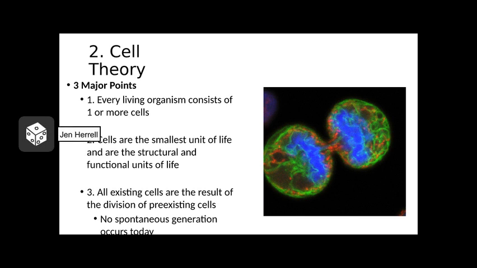The cell theory is a collection of ideas that scientists know to be true about cells. It has 3 major points. First, that every living organism consists of one or more cells. Having cells is one of those characteristics that something has to have in order for it to be considered alive in biology, and we talked about that back in Chapter 1. Second, cells are the smallest units of life and are the structural and functional units of life. What does that mean? Well, that means that if you study the structures inside this cell and you figure out what they do, that's going to give you a clue as to how that cell functions.